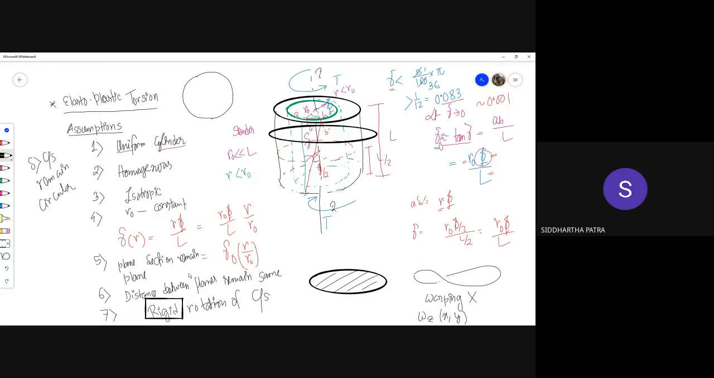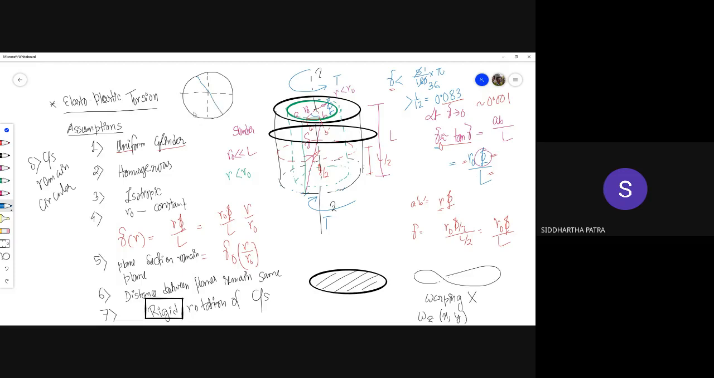The distance between the two planes is the same. The radius doesn't change at all. The size of the cross section doesn't change, the length doesn't change. The section remains a plane, and it does remain a circle. Now, if it remains a circle, imagine before deformation, I drew these imaginary lines on the section. Now this is what happens post deformation.